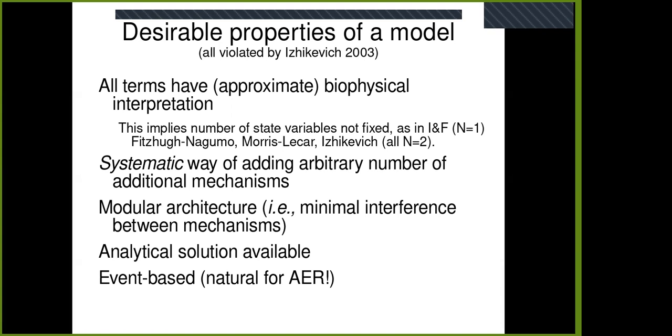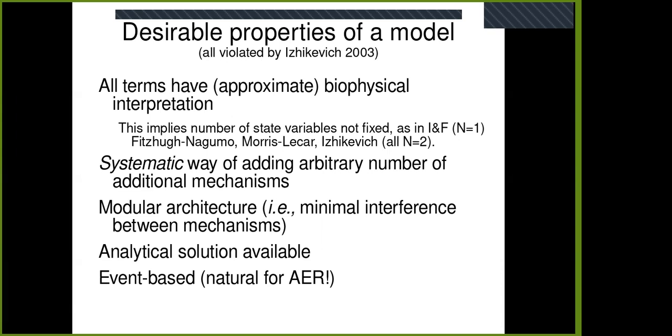Forget about the number of variables. The other thing is what I already alluded to: if we want to expand a model, we don't want to start going into some high dimensional space and look at some nullclines and twiddle our parameters, but have a simple way to add additional features, in a systematic way, so that we have an idea what is going on. And these different mechanisms should not interfere too much with each other.